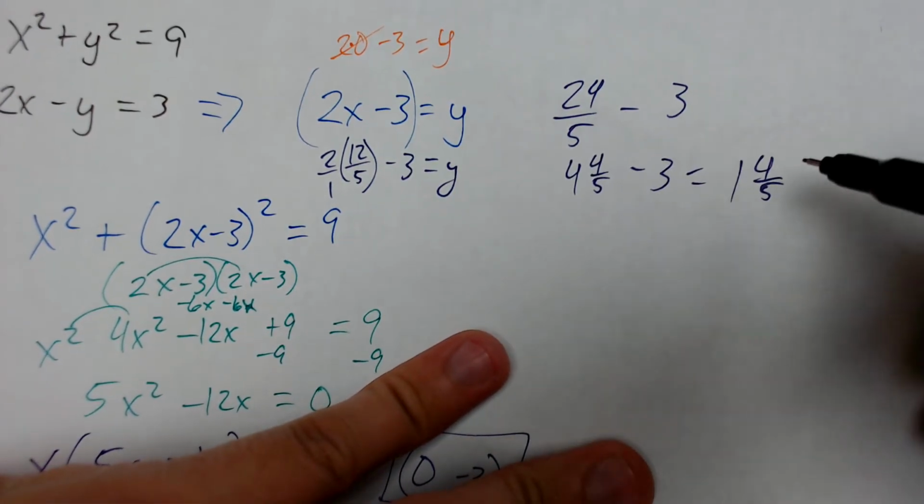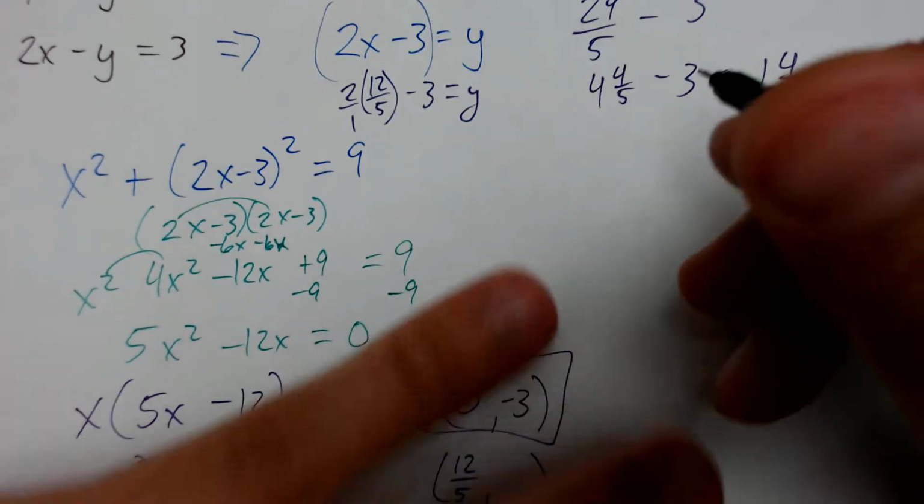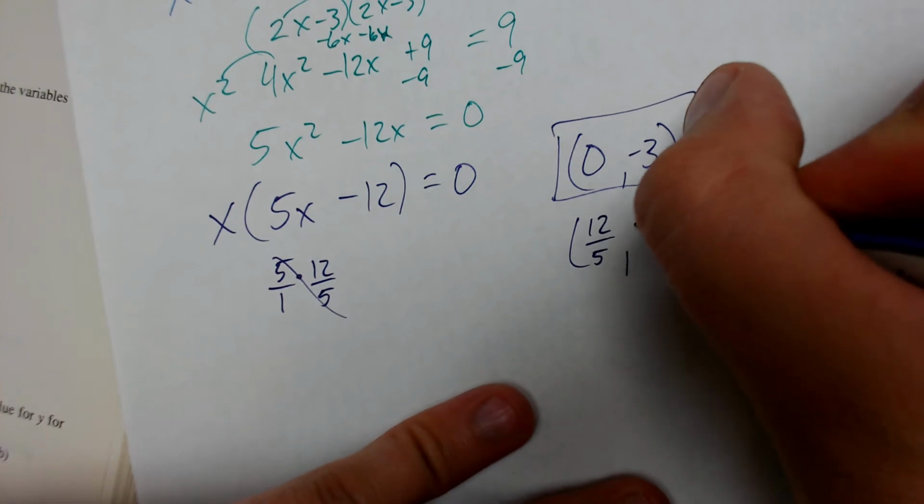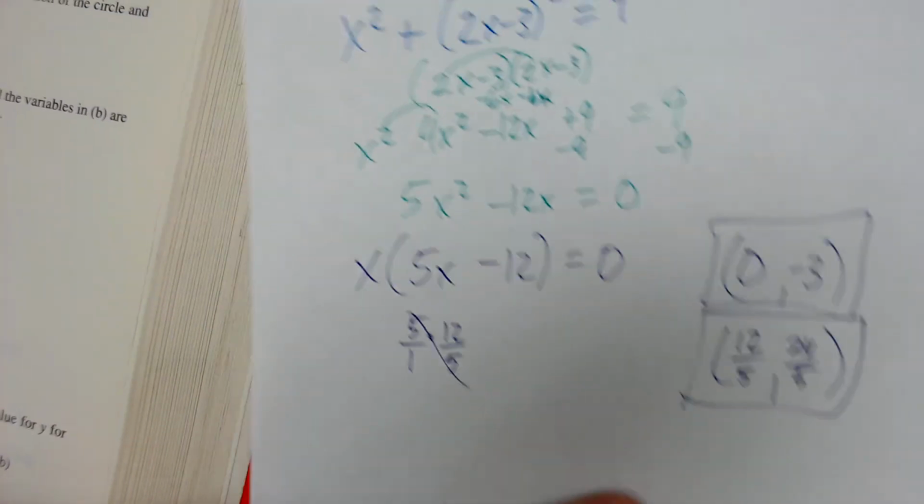And then I can turn this back into an improper fraction. That's going to give me 9 over 5. So 12 over 5 and 9 over 5. And that is my other answer.